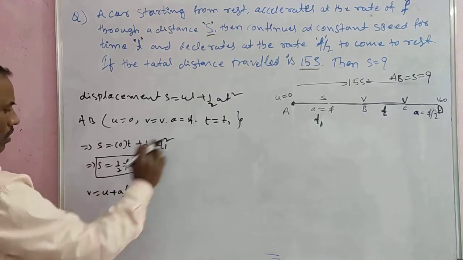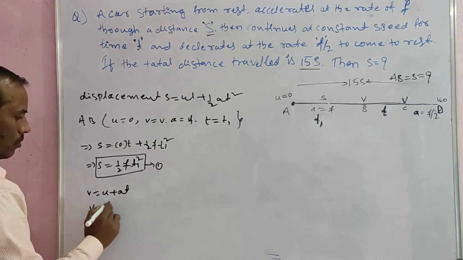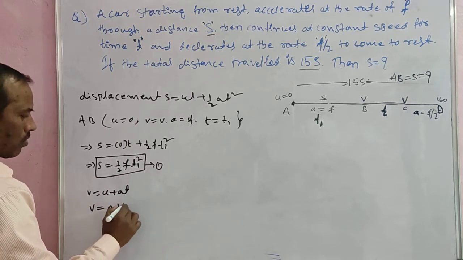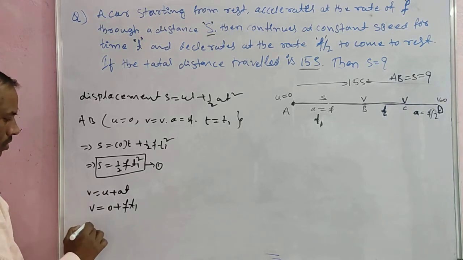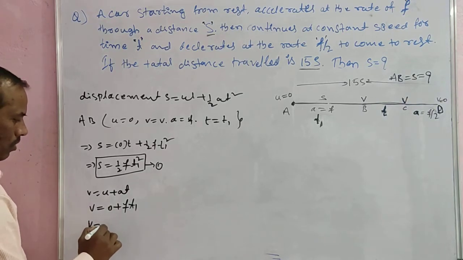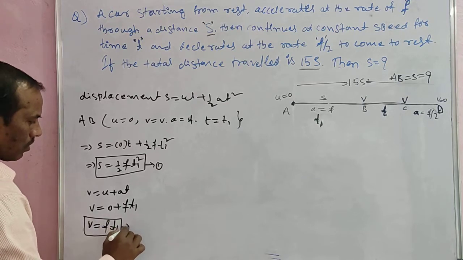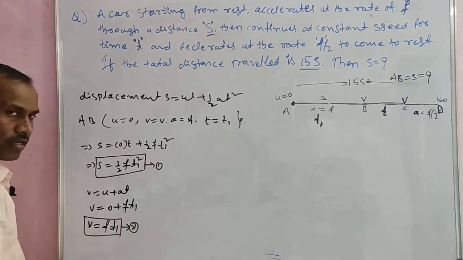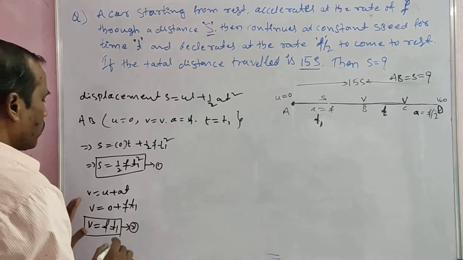Once again substituting these values here: V means final velocity, U is equal to 0, A is equal to F, and T is equal to T1. So it simplifies to V is equal to FT1. This is equation 2.